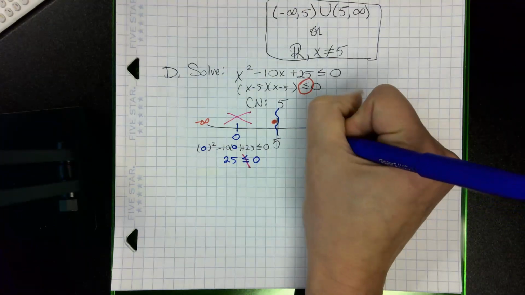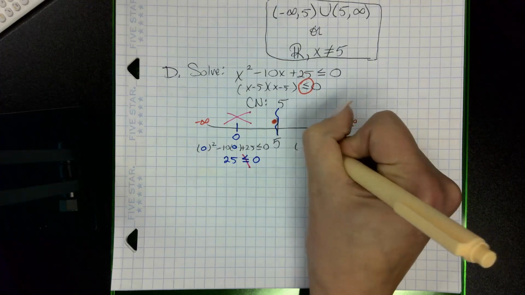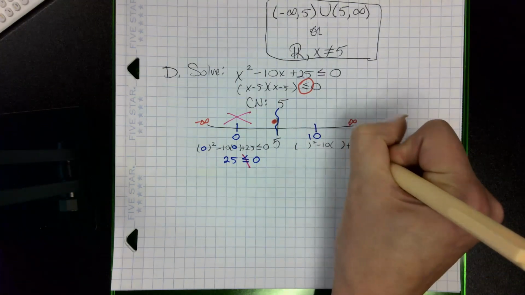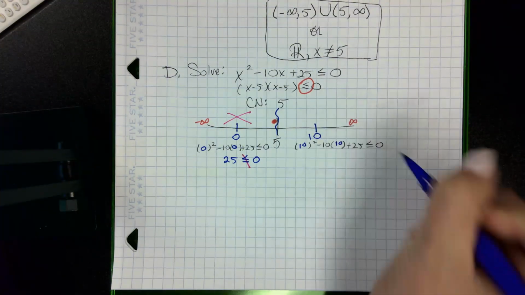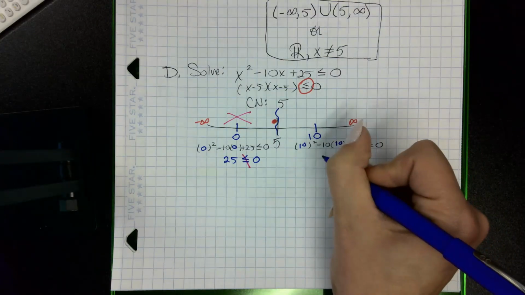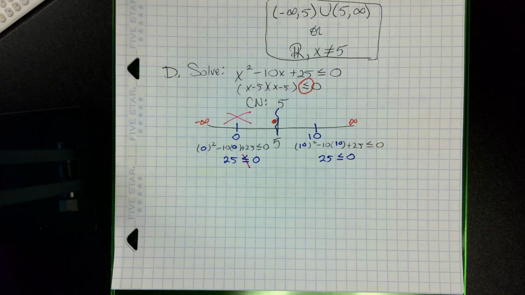Check it on the other side with 10. So again, I get blank squared minus 10 times blank plus 25 less than or equal to 0. Plug in the 10s. And I end up with 25 is less than or equal to 0. And that does not work. That's not true. So this section does not work. So in this case, I end up with just a single number 5, right? Because now 5 is included, but nothing else works. So x equals 5.